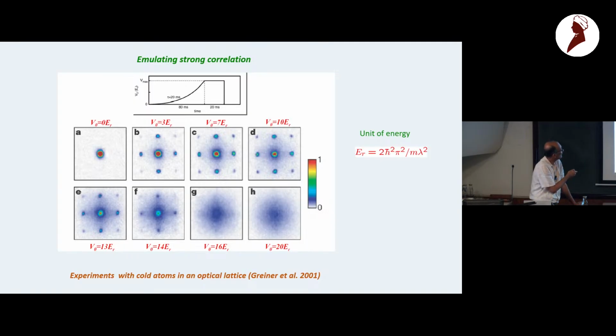Now, as you increase your V0, you turn on a lattice, and so you have these satellite peaks because the lattice now has a separate periodicity.